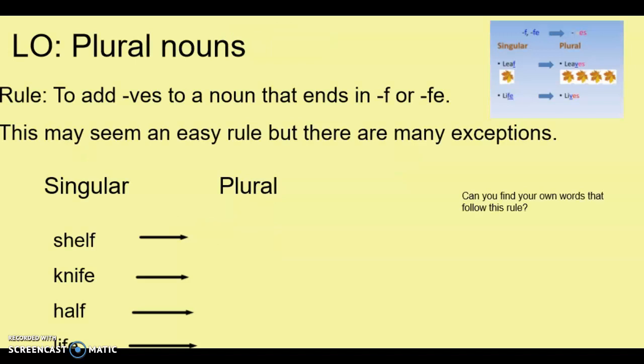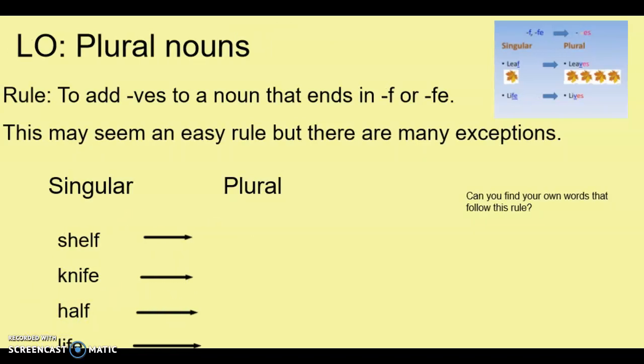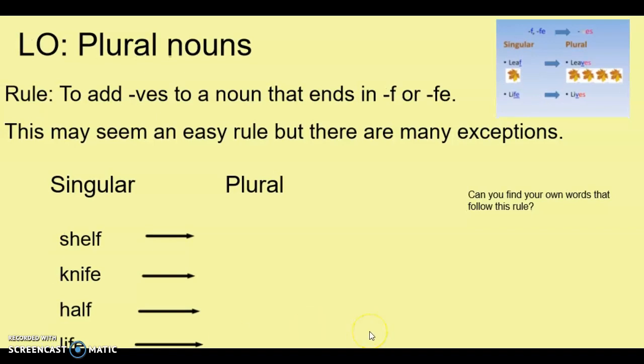Then your second task in spelling is we are going to be looking at plural nouns again. This whole week we've been looking at plural nouns, but today we're going to be learning a new spelling rule. Let's just recap what plural nouns are. Plural, we remember, is more than one. Okay, and a noun is a thing, a person, a place, or an object.